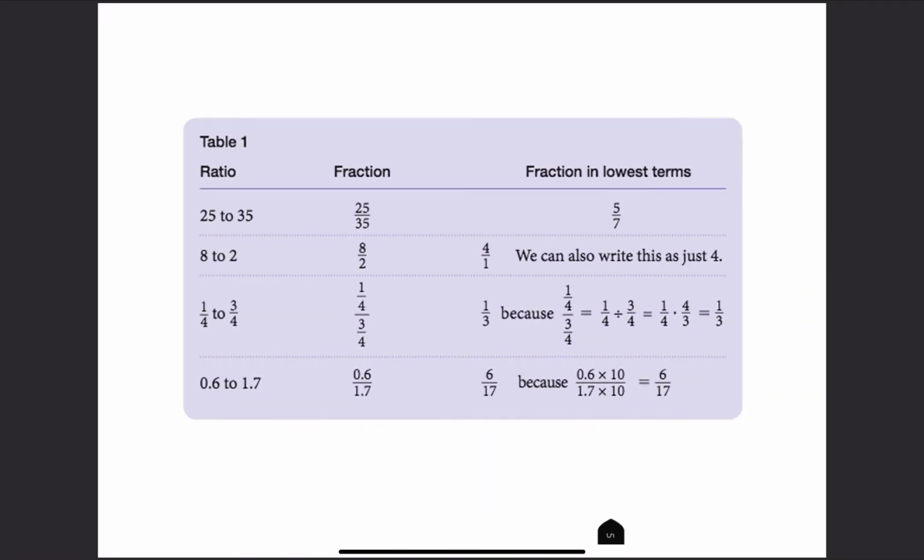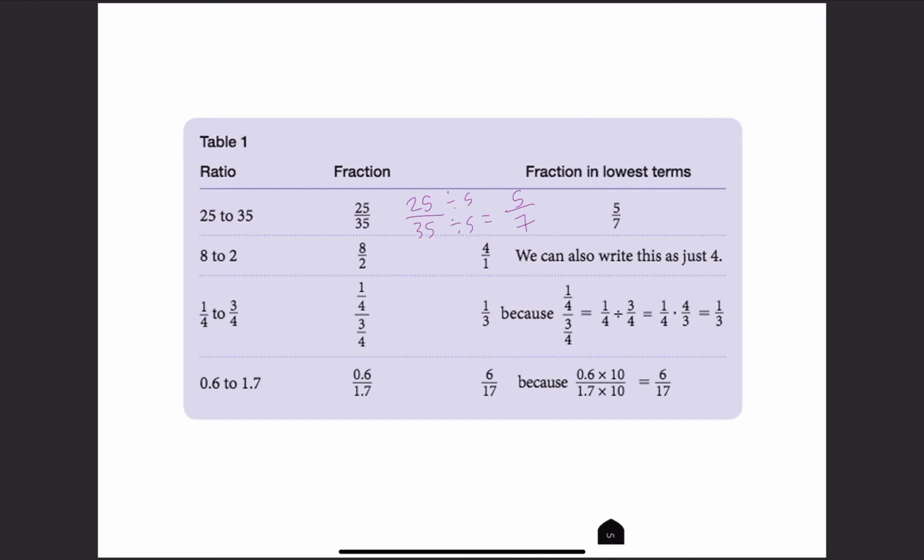So here's a chart where we've got a bunch of different ratios on the left written with the word "to." Then we have them expressed as a fraction, and then we have them reduced to lowest terms. So you can see here the first one, 25 to 35. We write that as a fraction. And then we say, well, 25 and 35, what do they have in common? 5. 5 will go into both of them and reduce them. So 25 divided by 5 is 5, and 35 divided by 5 is 7. So 5/7. And we can do that for all of our ratios.